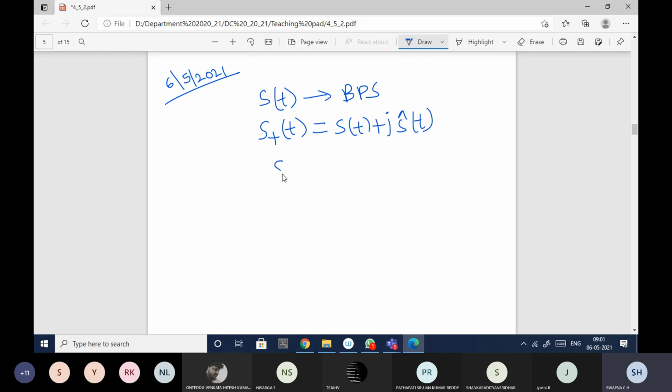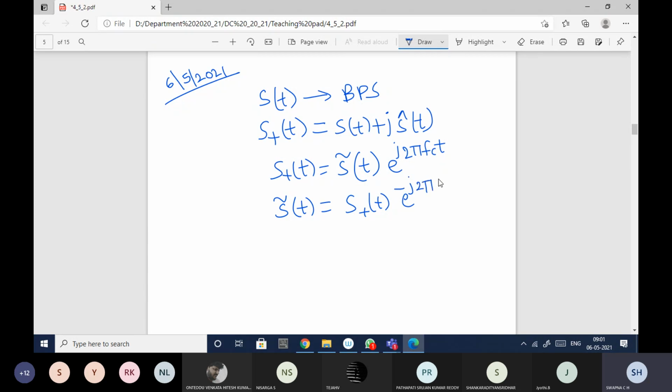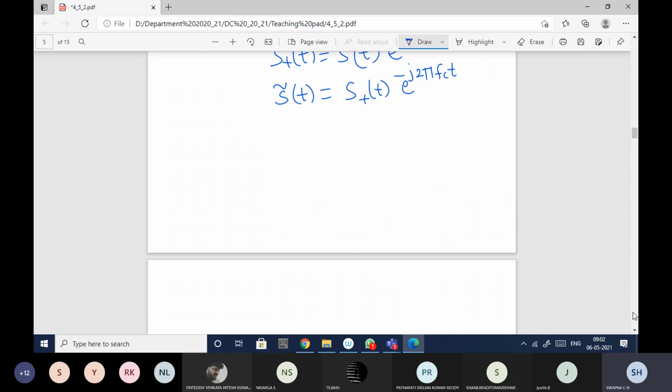But for the complex envelope, it is s̃(t). For the bandpass signals, s plus of t will be equal to s̃(t) into e power j 2 pi fct. I'm just recalling all the formulas which we have seen. Or we can write s̃(t) as s plus of t into e power minus j 2 pi fct. Okay, so this is all we have seen.